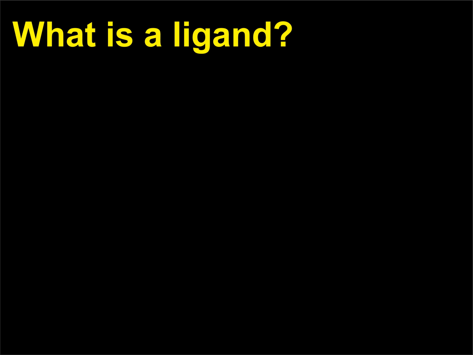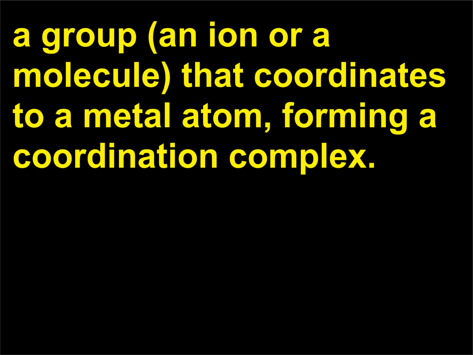What is a ligand? A group, an ion or a molecule, that coordinates to a metal atom, forming a coordination complex.